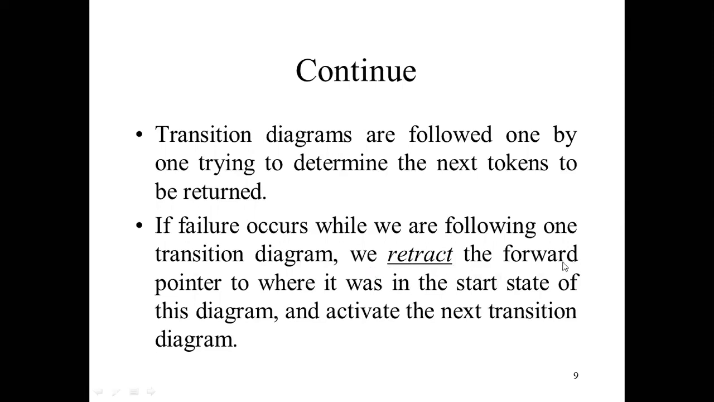We retract the forward pointer to where it was in the start state. So we will come again to the start state and search the same expression again. This is called the retraction state, and it is indicated by the double circle with an asterisk sign. So this is called the retraction.